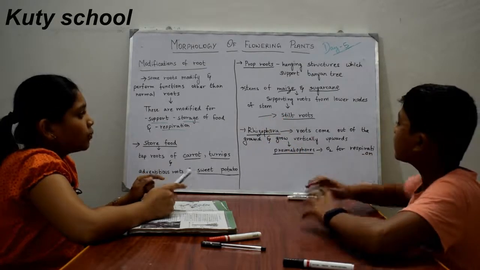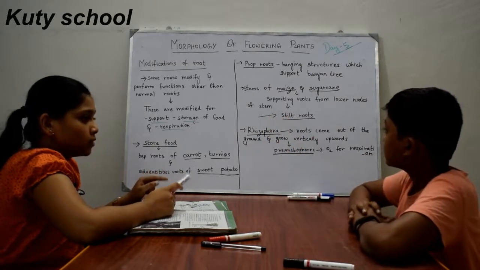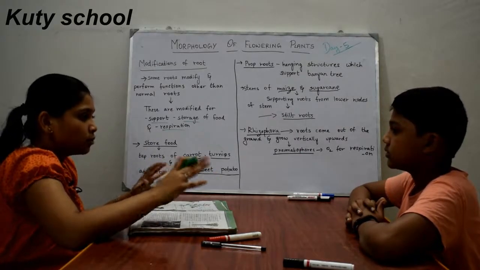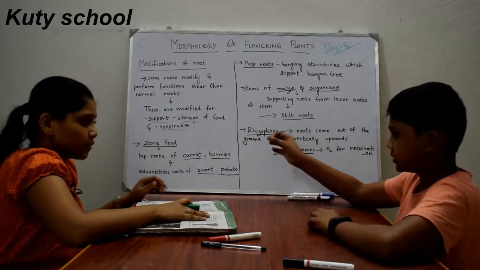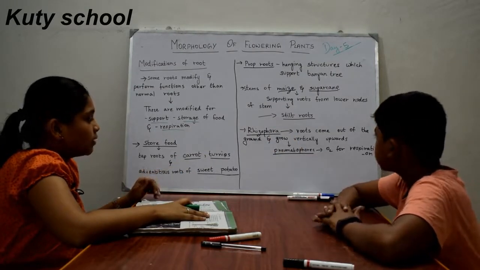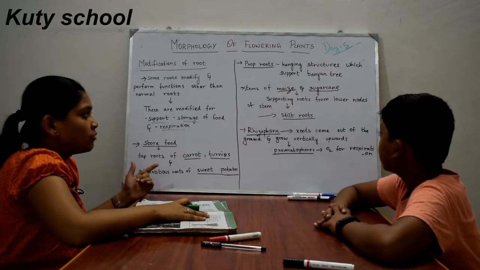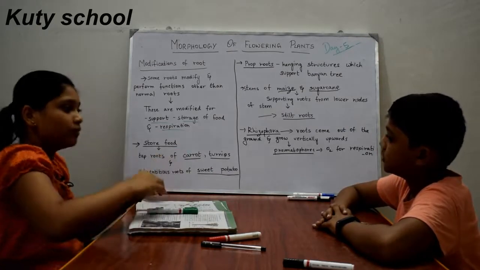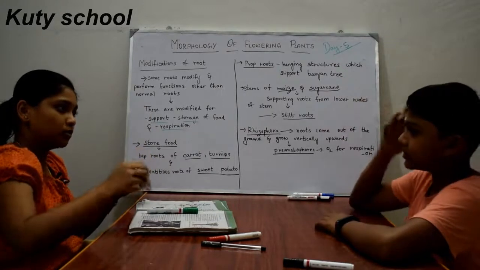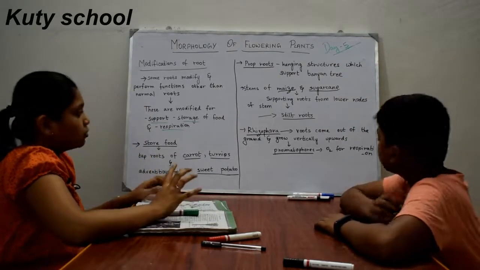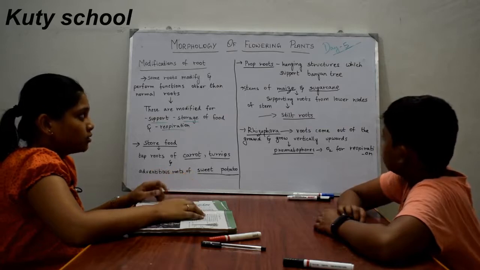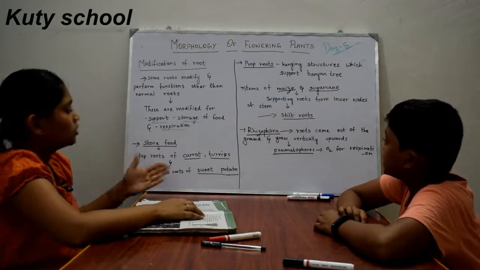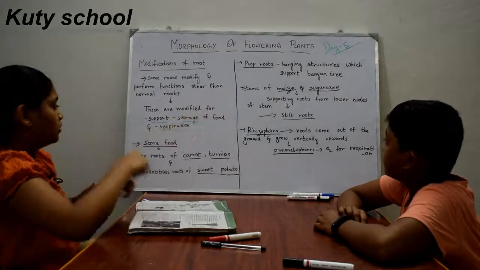These are supporting roots from the lower nodes of the stem. They grow in the lower nodes of the stem and support the plant. Examples are the stem of maize and sugarcane. You have seen sugarcane, and there are roots under the nodes. Those roots are called stilt roots.